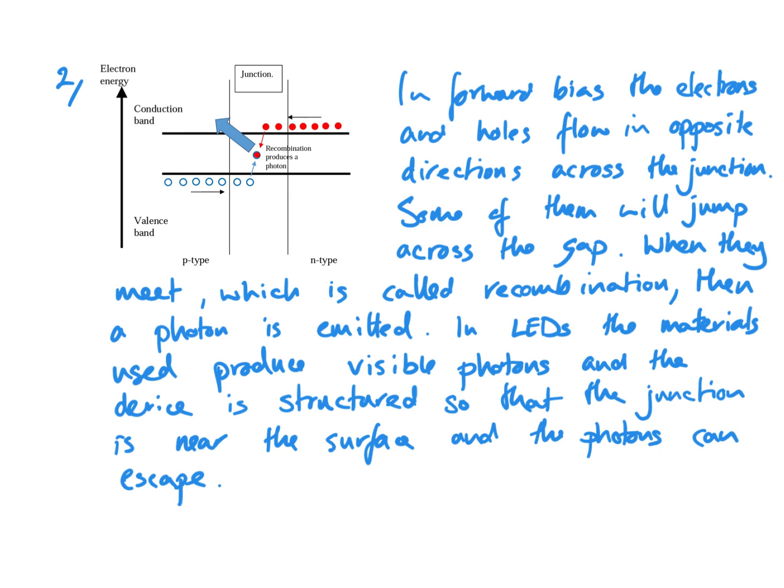And incidentally, a reverse biased LED has no current flow, so it just acts the same as a diode. And an unbiased one, no current flow. You've got to flatten out those bands before you can get this recombination, so you need forward bias.